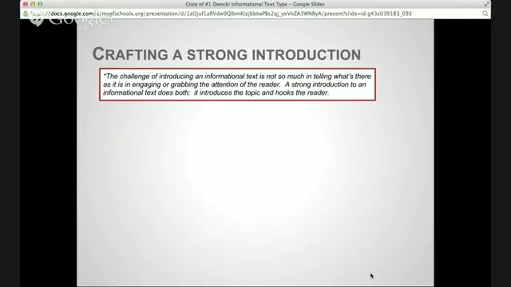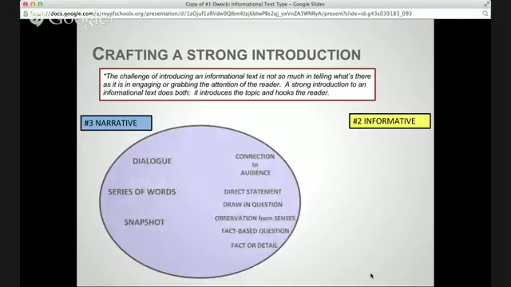Here's another element of informational text that, to me, we also did this in narrative, but we know introductions are really important because they not only tell what the piece is about, but they've got to hook that reader to stay engaged. And so we talked about leads or introductions in narrative text type. Now we're talking about them in informational.